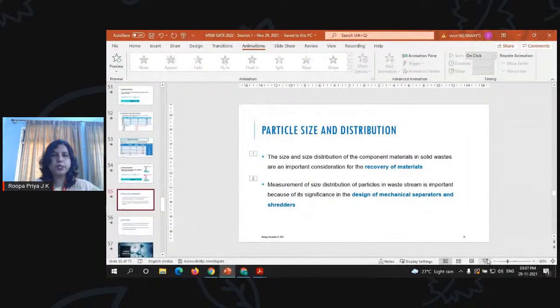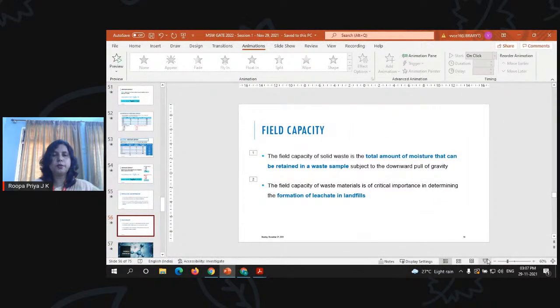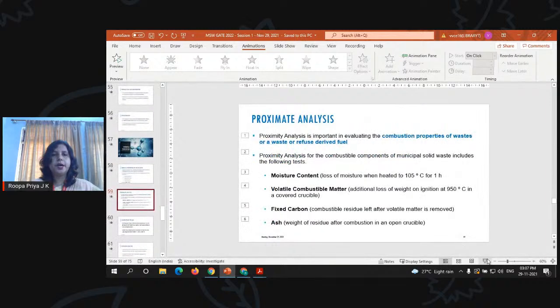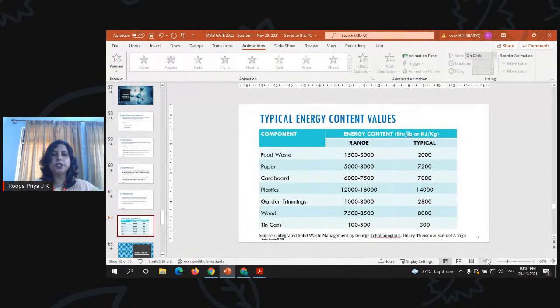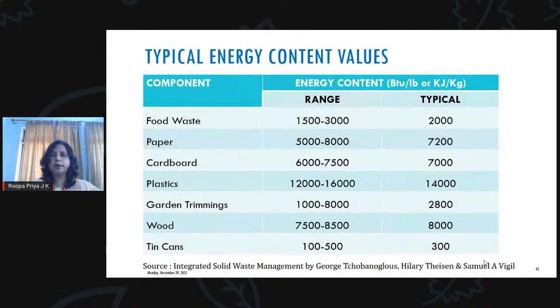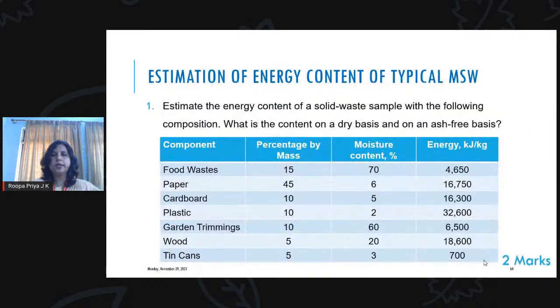So there are not many questions under particle size and distribution. And under chemical properties or chemical characteristics, we calculated energy content values. So these were the typical values which we have as a standard. And the calculation we have discussed in detail. The energy content, this is the kind of questions you can expect where we have the components percentage by mass, moisture content, and energy in kilojoule per kg. It is usually asked for 2 marks.